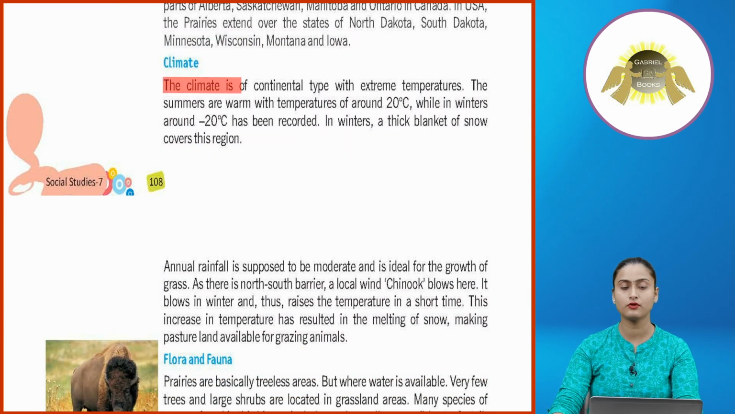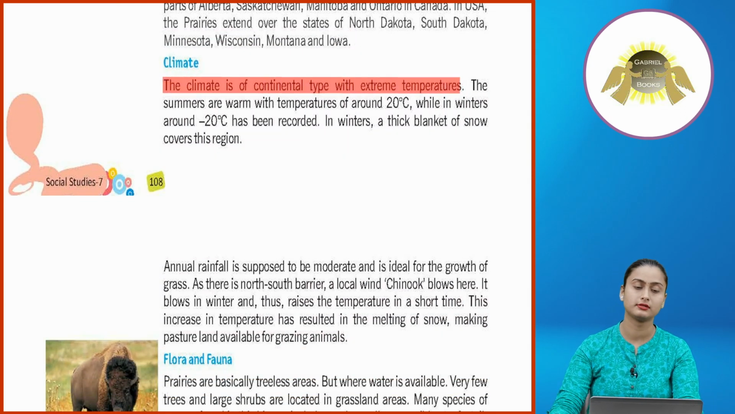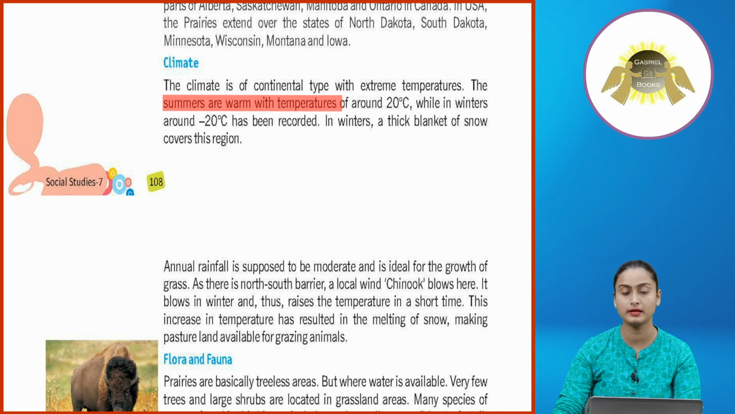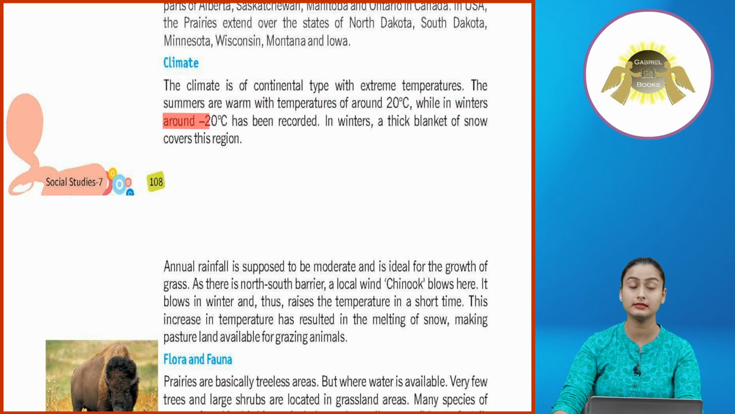Climate: the climate is of continental type with extreme temperatures. The summers are warm with temperatures of around 20 degrees Celsius, while in winters around minus 20 degrees Celsius has been recorded. In winters, a thick blanket of snow covers this region.